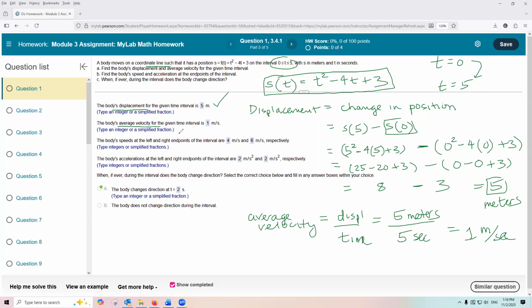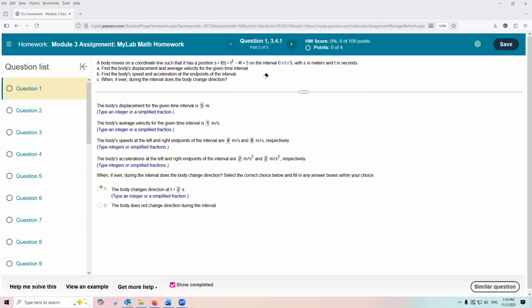All right, let's go to the next part. It says, what is the body's speed at the left and right endpoints? Well, really, that means that t equals 0 and t equals 5. Those are the left and right endpoints. Now, when they say speed, they really mean the absolute value of the velocity. So speed is velocity, but without the sign attached to it. But if we want to figure out velocity, what we're going to need is the derivative. So velocity is the derivative of this position function, s prime of t. We can write it.